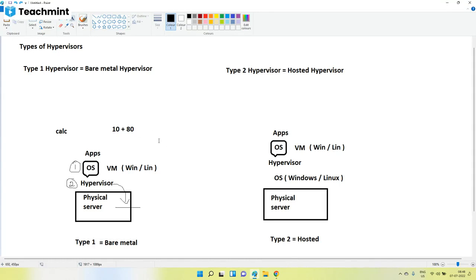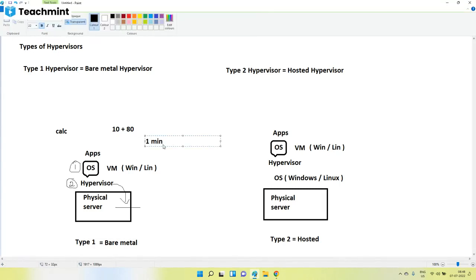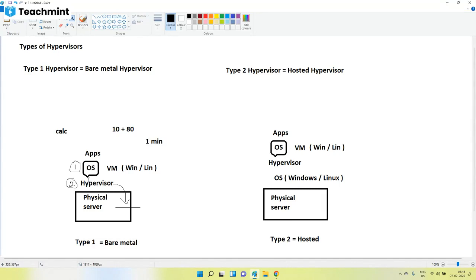Let's say this was executed in 1 minute, just for example. The total process took 1 minute to execute this instruction. Now we'll go to the hosted hypervisor. Here, the hypervisor cannot talk to the hardware directly. It needs some other operating system's help to talk to the hardware. It's like installing Windows or Linux operating system first on top of the physical machine, then installing that hypervisor. On top of that, you can create a virtual machine, then the application.